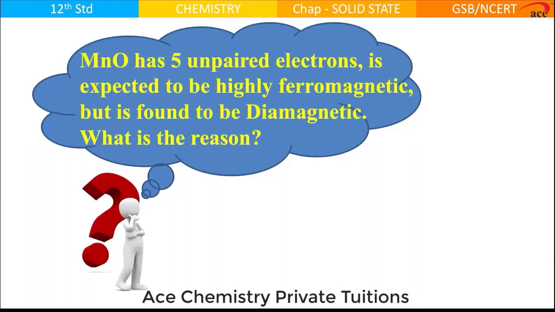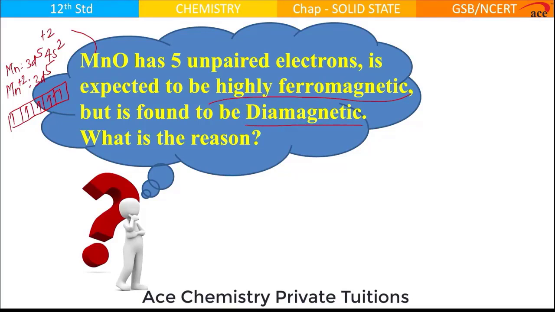Now, if you see MnO, where Mn has an oxidation state of +2, you know Mn has 3d5, 4s2. So, if you go to Mn2+, it has 3d5, and if you draw a box diagram for 3d5, you will find it has a large number of unpaired electrons. When there is a large number of unpaired electrons, it is expected to be highly ferromagnetic, but it was found to be diamagnetic. Now, for us this is a surprise. We expect it to be ferromagnetic with so many unpaired electrons. What was observed in nature was diamagnetic.